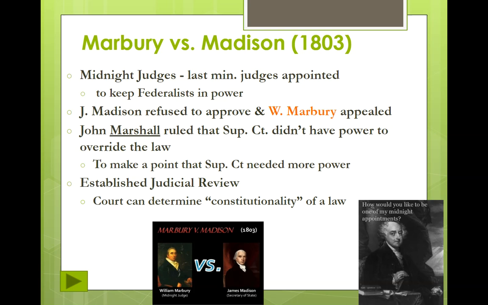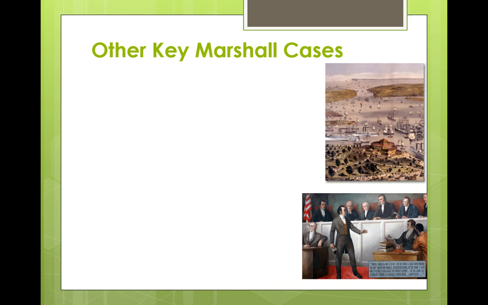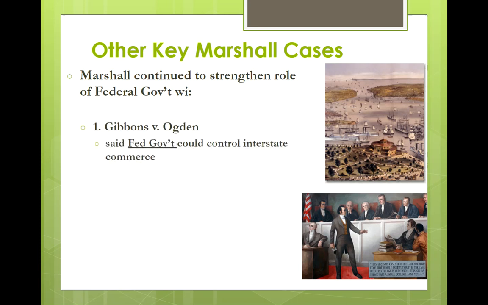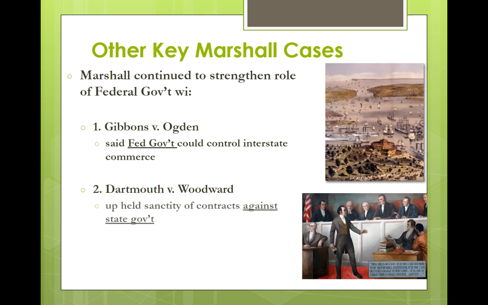Judicial review says that the Supreme Court can determine the constitutionality of a law, so whether a law is constitutional or unconstitutional. Other key John Marshall cases that the Supreme Court dealt with include Gibbons versus Ogden. This said that the federal government could control interstate commerce, mainly dealing with trade between states. You also had Dartmouth versus Woodward. This said that contracts had to be upheld against the state government, even if the state government tries to do away with them. If there's a contract in place, they cannot do that.